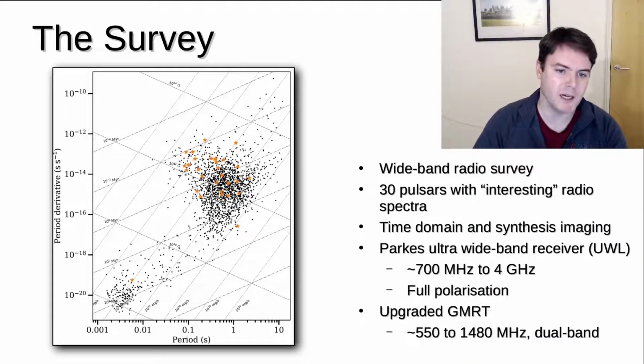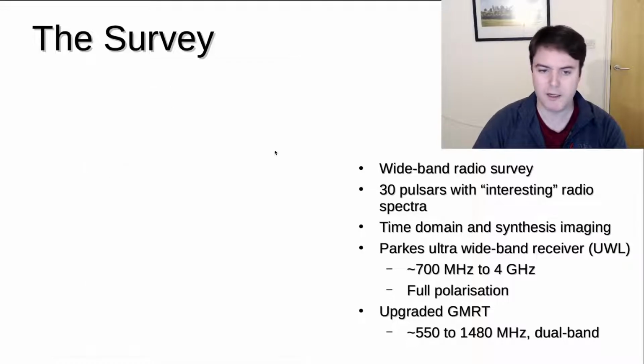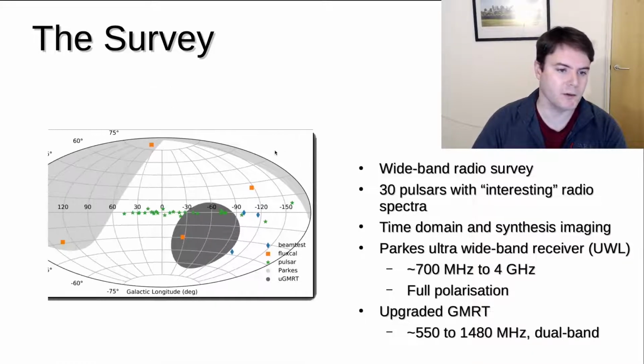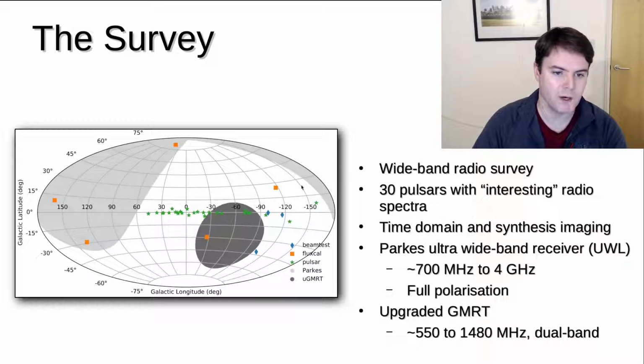And on the left-hand side, you can see a P-Pdot diagram with the pulsars studied highlighted. And here you can also see a sky map where I highlighted the pulsars and the flux calibrator sources.